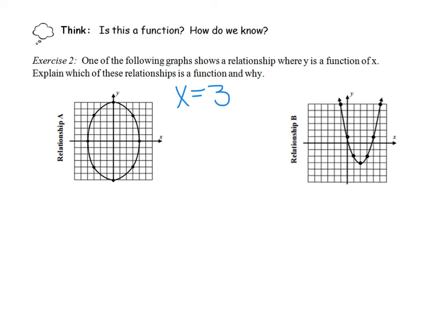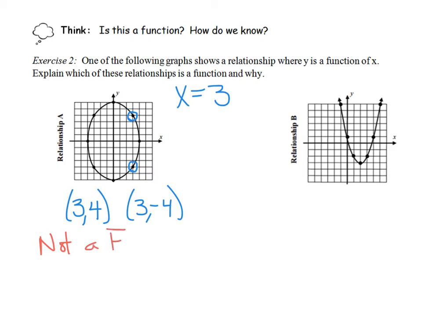Looking at relationship A, when I count over 3 on the x-axis, I see that here's a point and also here's a point associated as outputs for x equals 3. That tells me that I have the ordered pairs (3, 4) and (3, -4) on this graph. Because there are 2 y values associated with the one value x equals 3, we would say that this one is not a function. It doesn't follow the definition that we are given.